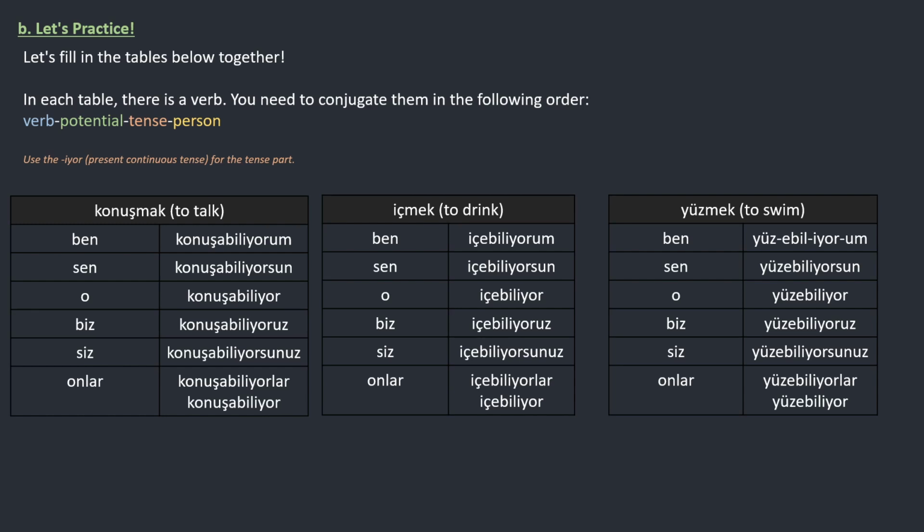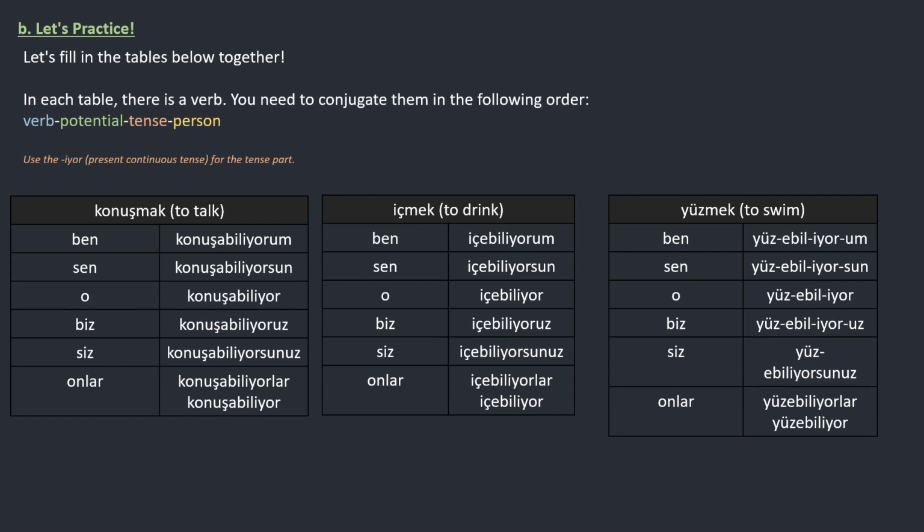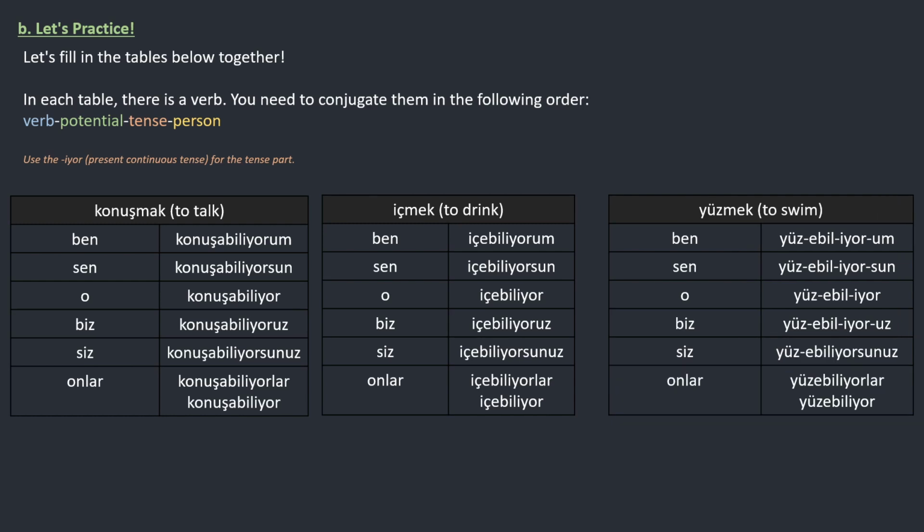Yüzebiliyorum or yüzebiliyorsun. Each of these are very consistent. You must see the pattern now. Okay? Just like this. Use the root, -ebil the potential, -iyor the tense, like I can do it in the present, and -sun, sen yüzebiliyorsun.